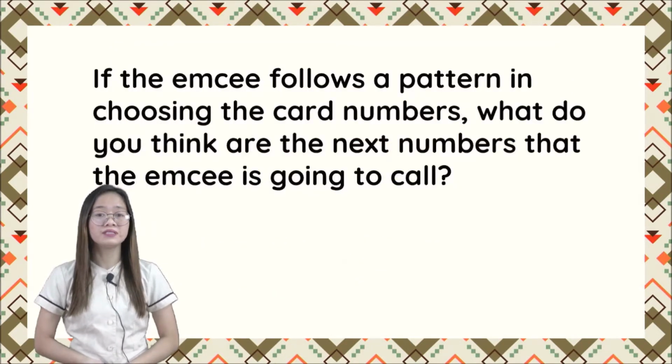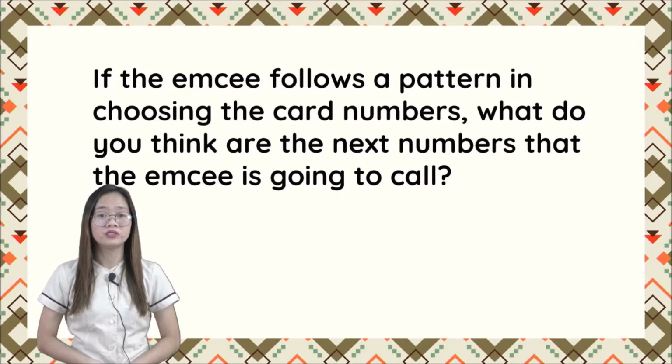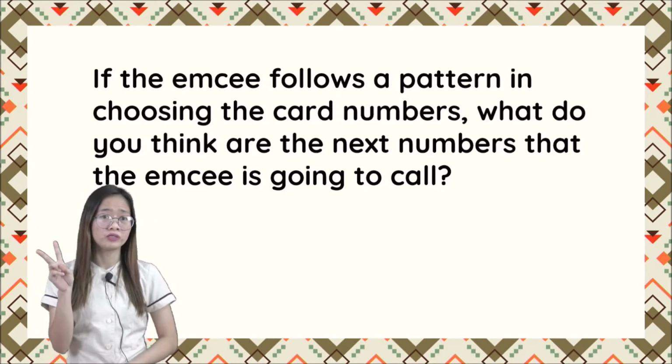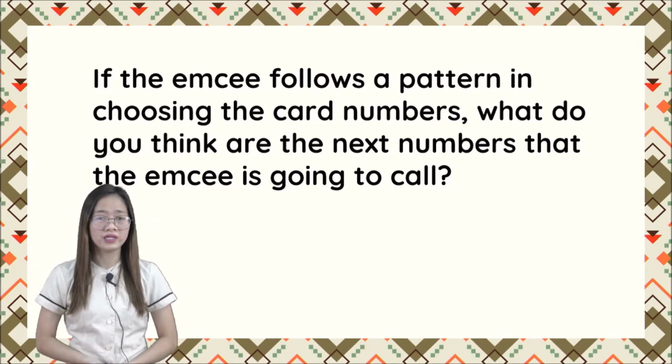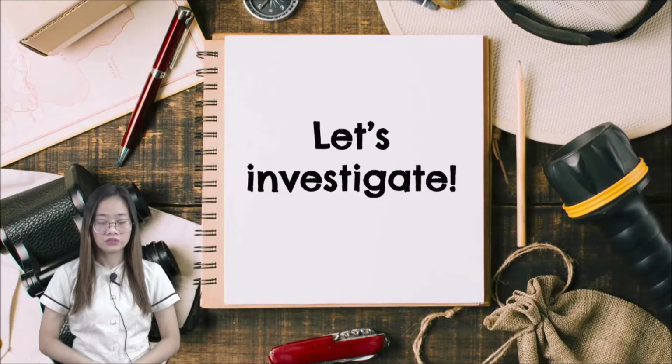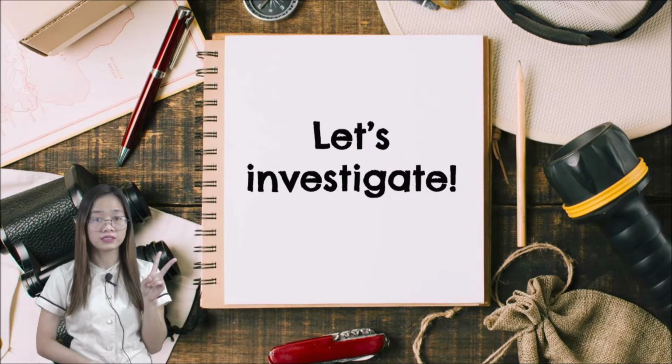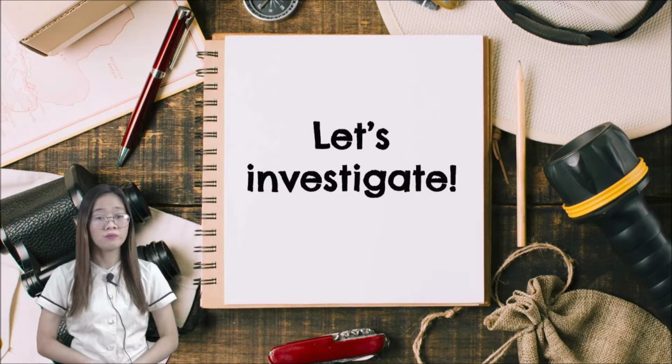If the MC follows the pattern in choosing the cards, what do you think are the next numbers that the MC is going to call? We need 2 more contestants, so we need to find out the numbers, class. Now let's investigate to find the 2 missing contestants, the 2 missing numbers.